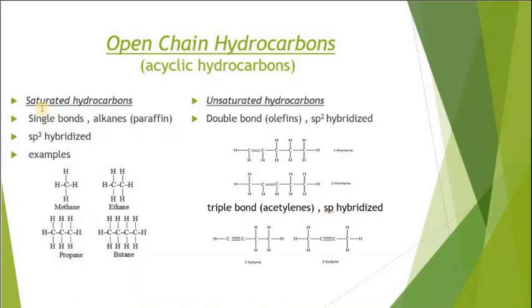Saturated hydrocarbons are those hydrocarbons in which carbon and carbon atoms are linked together through single bonds only. They have all sigma bonds. These are usually alkanes, and the common name for alkanes is paraffins as well.